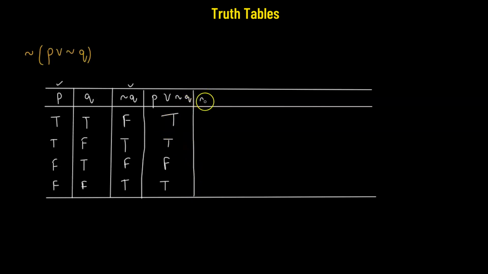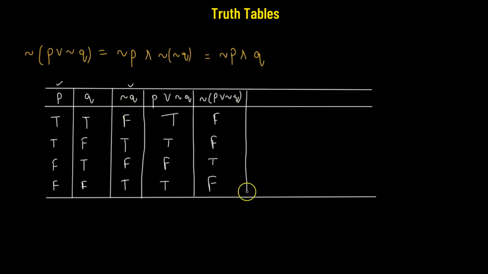And then we have to take the negation of the statement, which is simply flipping the values. So we have false, false, true, false. However, we know that this statement is equivalent to not P and Q, since it is the negation of not Q. So this is simply not P and Q. Now we will consider the truth values of not P. P is true, true, false, false, so not P will be false, false, true, true.